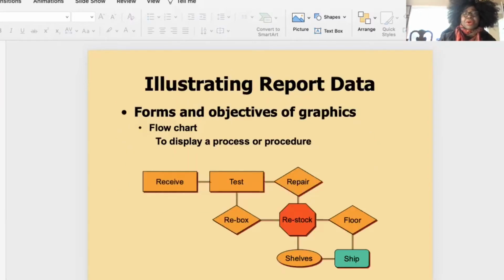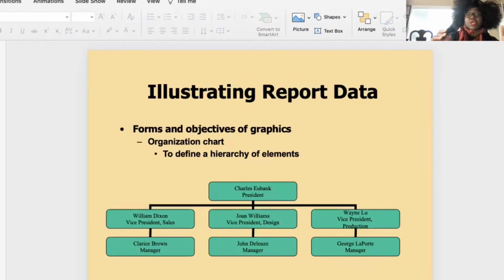Now, there's also a flow chart. You may choose to use a flow chart because you want to show the process or the procedure in anything. You know, you may want to show how things work and you just want to show a step-by-step process. This is your best bet, a flow chart. Now, if you're talking about like a company, some kind of organization, and you want to show the hierarchy, then you're better off with one of these organization charts. So that's another visual that you can use.